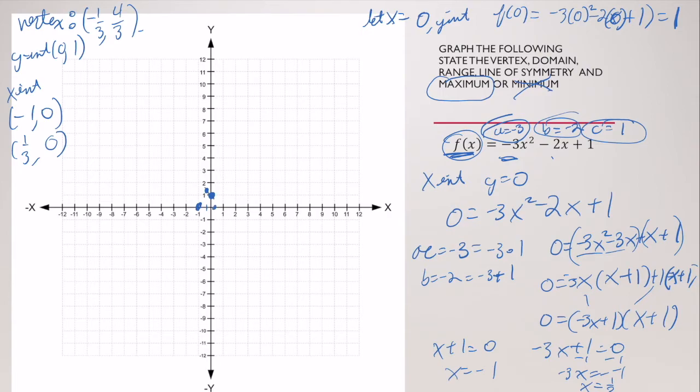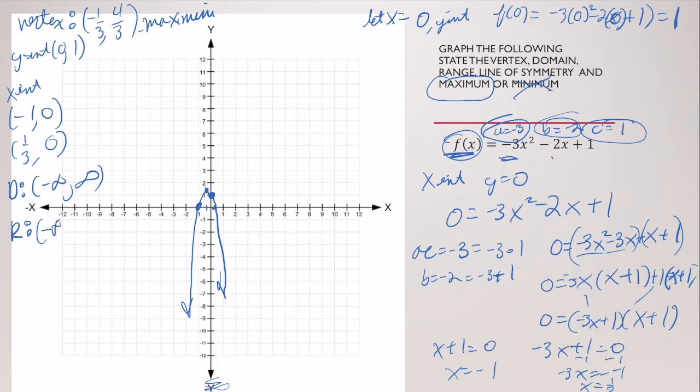So this is our parabola. What a beaut. Its maximum is our vertex. The domain goes from negative infinity to positive infinity. The range goes from negative infinity all the way down there to positive 4/3, and that 4/3 is included. And then the line of symmetry is when x equals negative 1/3.